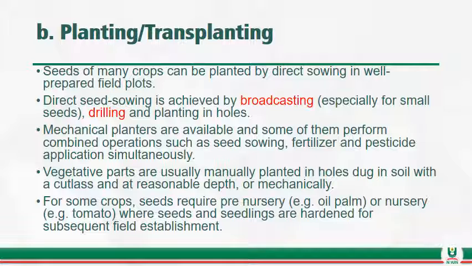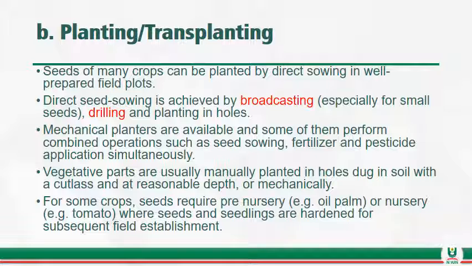And you can drill holes and put your seeds in it. This works for bigger seeds. You give it a space, and then you drill your holes and you drop your seed inside, cover it lightly, and on a large expanse of land you can use mechanical planters. These are available, and they perform operations like seed sowing, fertilizer application, pesticide application. They do it simultaneously. So if you're not using seeds and you're using your vegetative parts of the plant, then you have to dig the soil with a cutlass at a reasonable depth, and then you put the vegetative parts inside and cover it lightly.